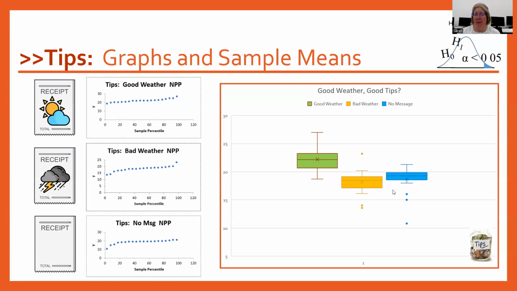For the bad weather one, I'm looking at how that box was split into 2 pieces, and the top part of the box is really small. The bottom part of the box is longer, and then we also have 2 outliers down below. So I would call this one slightly left skewed because the lower end is the part that's getting dragged out. Then the no message one definitely is left skewed.